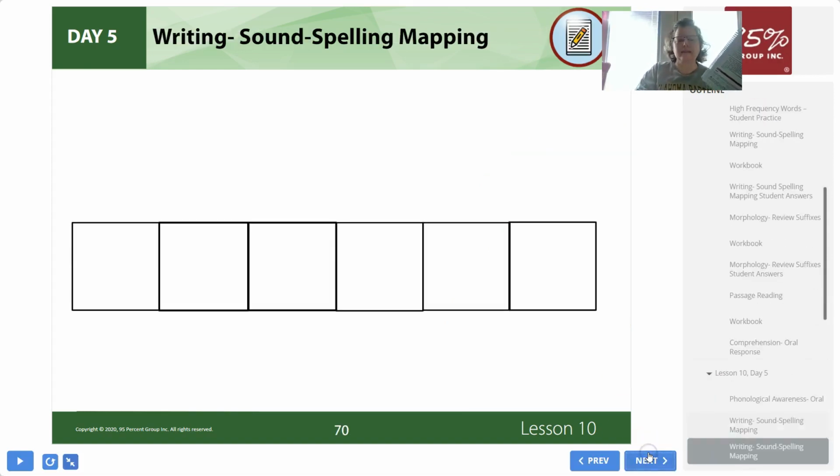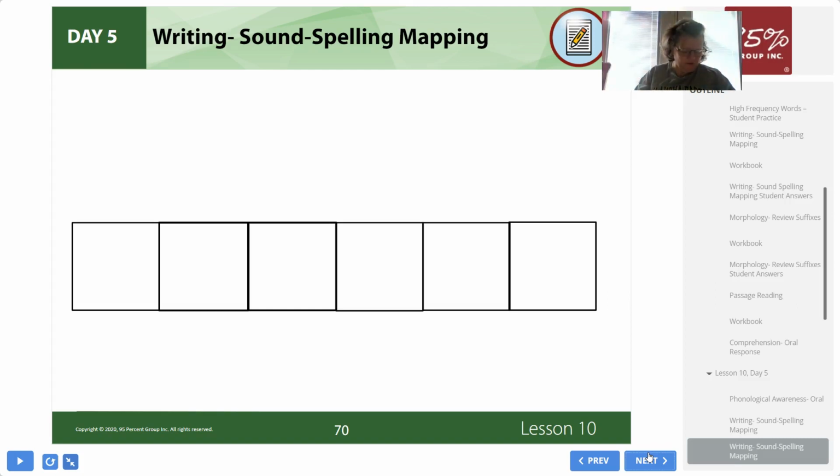Let's see what's next. Writing sound spelling mapping. Today we will spell words that don't fit the patterns that we've learned. Watch how I use the sound spelling mapping paper. Remember, each box holds one sound. The word is friend.